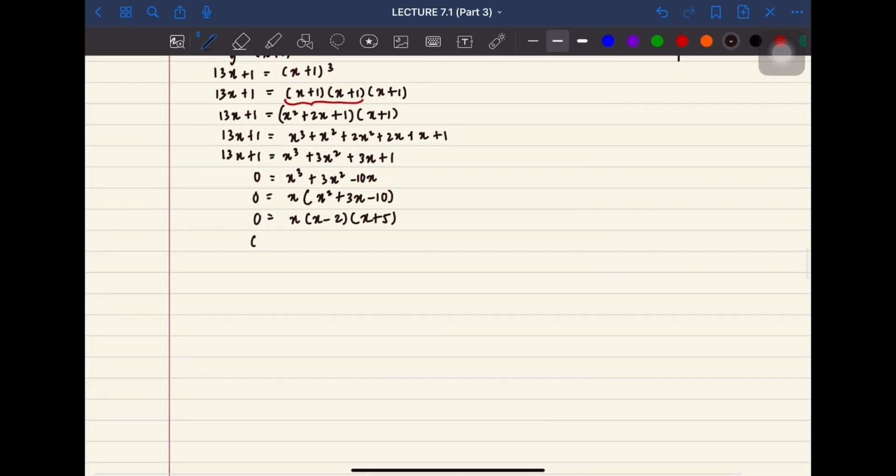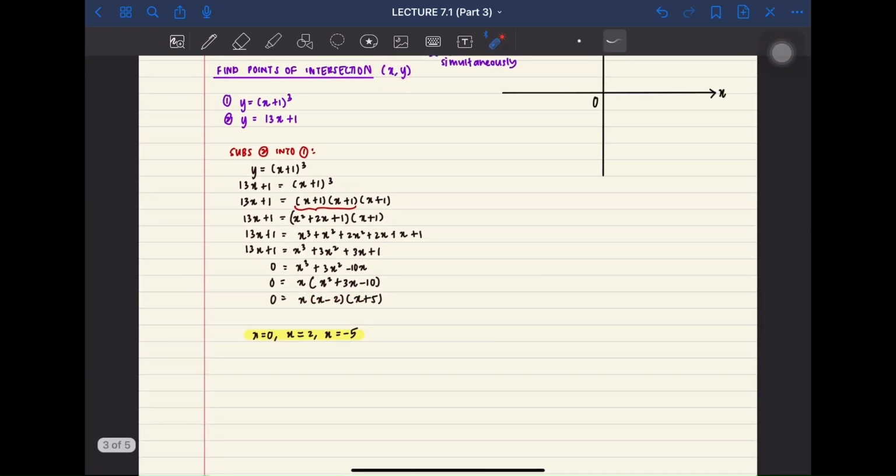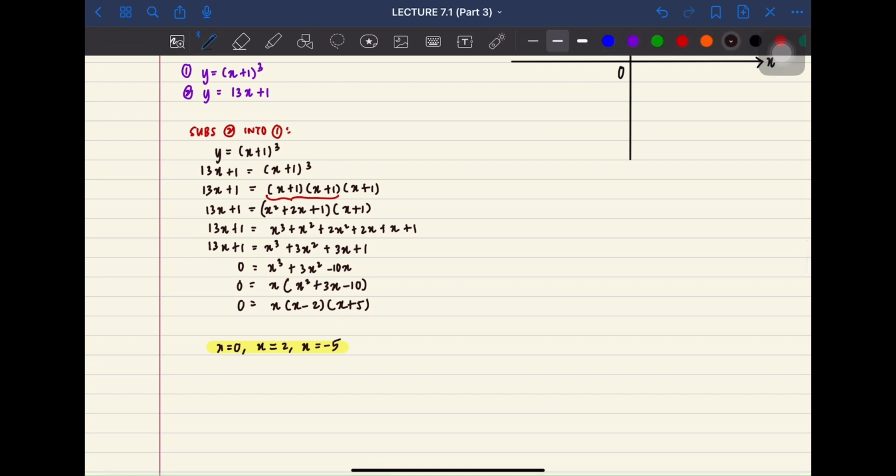Okay, so kita akan dapat 3 nilai x. Yang pertama x equal to 0. Okay, and then yang kedua, this one equal to 0, so we get x equal to 2. And then last one, x equal to negative 5. Okay, so we have 3 x. So maksudnya ada 3 intersection points. Okay, so since we need to find the points, jangan lupa kita kena cari dia punya y juga, coordinate y. Okay, so we have 3 intersections.